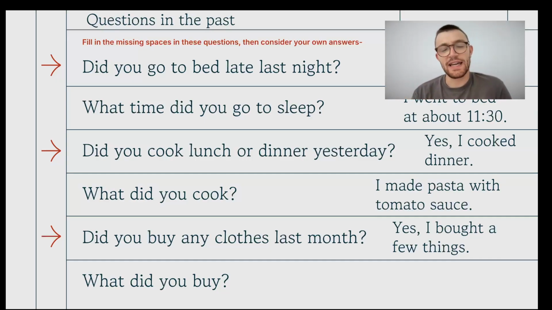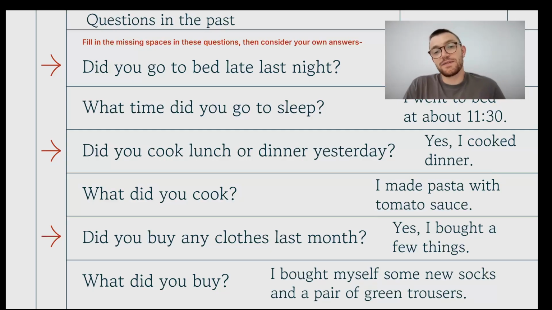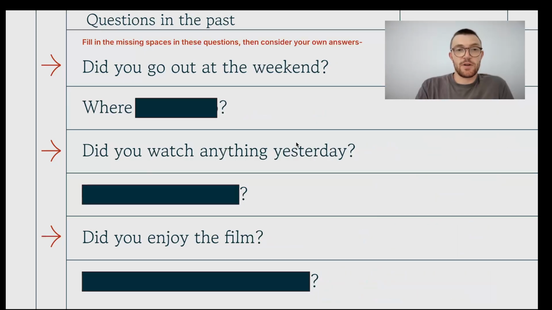What did you buy? I bought myself some new socks and a pair of green trousers. Okay, there we go. We've got some more questions. These are the last ones. Did you go out at the weekend? Yes, I met up with some friends.